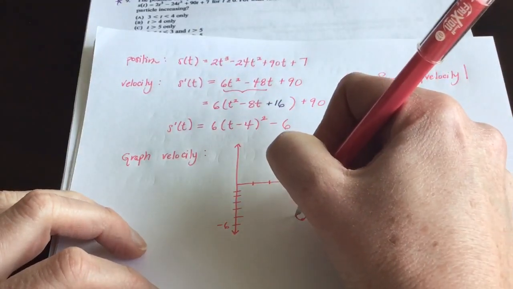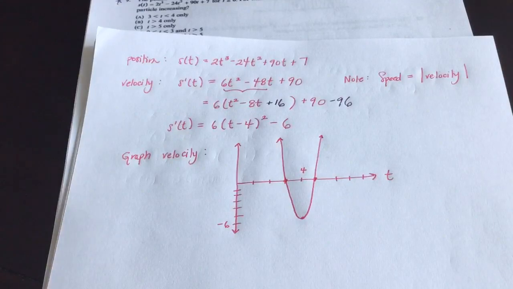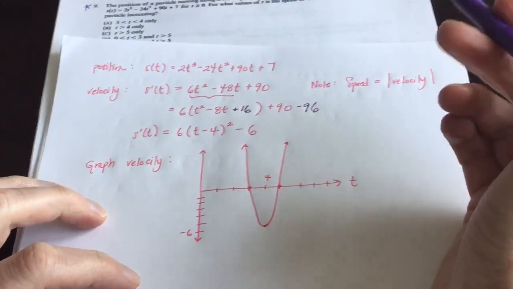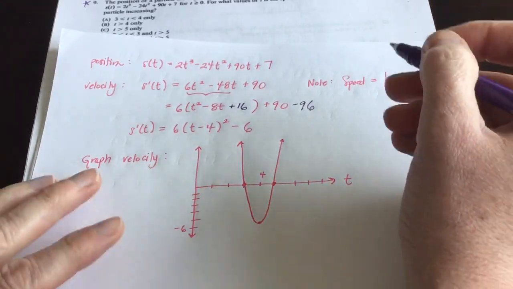Now keep in mind, this is not the graph of the speed function. This is the graph of the velocity function, but it's this nice little parabola here. Now with purple pen, I'm going to come in and graph the speed function. So velocity is in pink, and now let's graph the speed function.